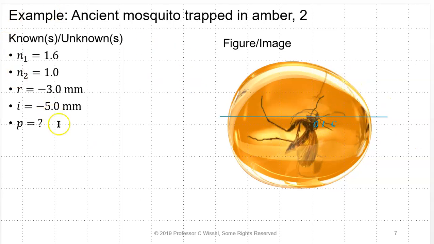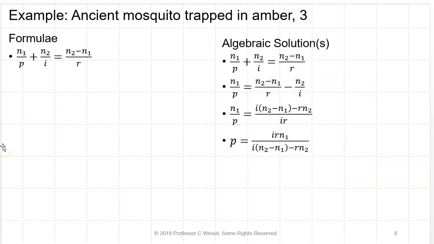Here are your knowns and unknowns. N1 is 1.6. That's the medium that the object is in. N2 is 1. That's the air. R is minus 3 millimeters. That's the radius of curvature. The object is facing a concave surface, so that's negative. I will be negative 5 millimeters, because the image is forming on the same side as the object, so it's going to be negative. And we need to know P. That's how far into the amber this mosquito is.